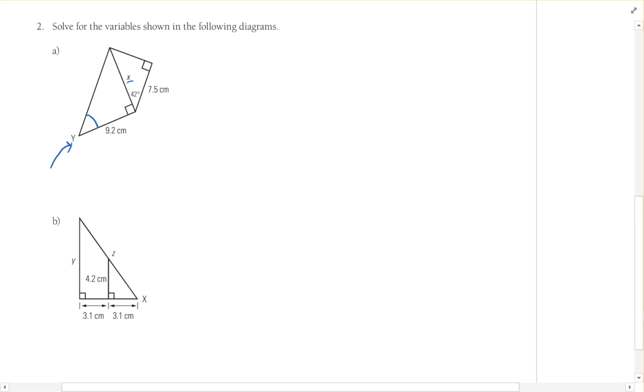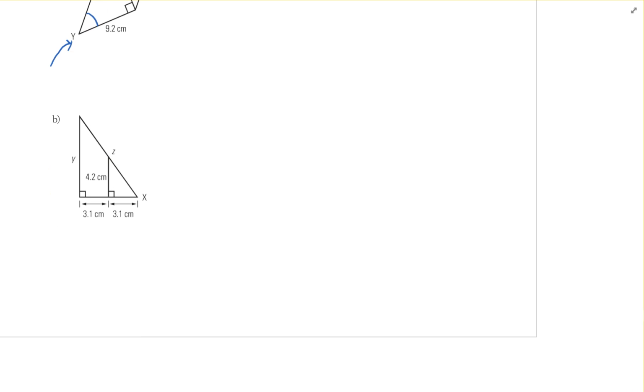Okay, 2B, just want to make sure you kind of get what's going on here. So again, this big X on the side here, that means we're looking for this angle. So that's what that one is. Z in this case is going to be the distance from there to there, and Y is going to be the distance from there to there. Okay, so go ahead and answer 2B now.